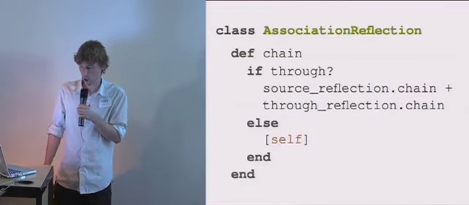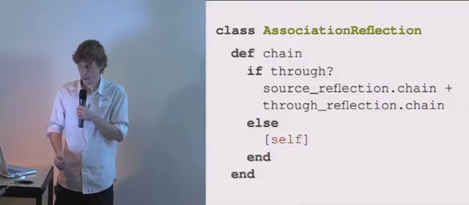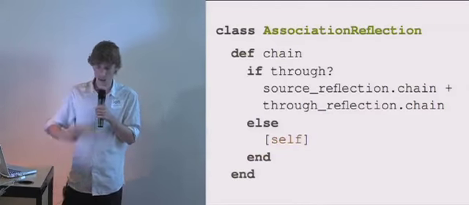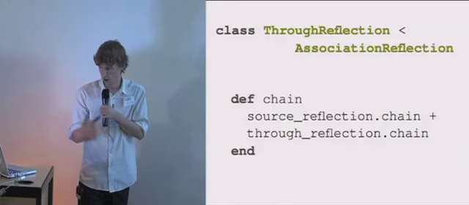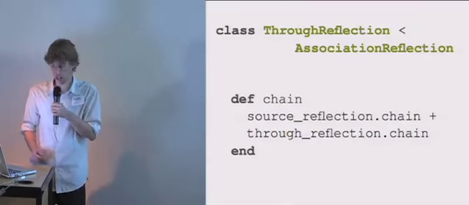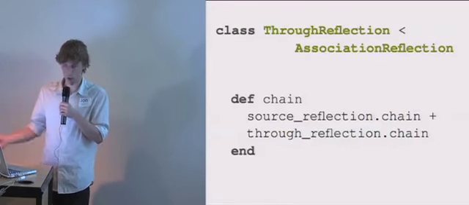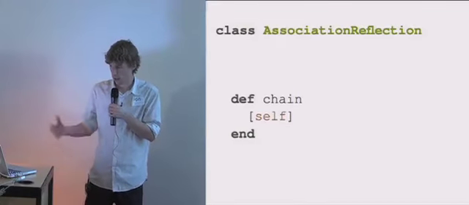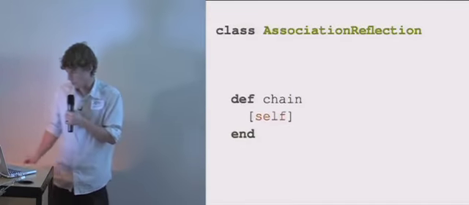But something to realize about this is that this code is essentially saying, if it's one type of association, namely a through association, then do something. And if it's not, then do something else. We have language tools to solve this sort of problem, and it's called polymorphism. So if we have a specific type of reflection called a through reflection, then the chain method for that doesn't involve any logic. It's just source reflection chain, through reflection chain. And then the general case of the chain for any other type of reflection, again, doesn't involve any logic.